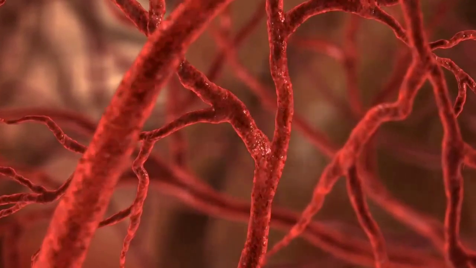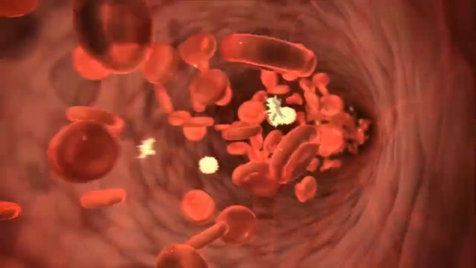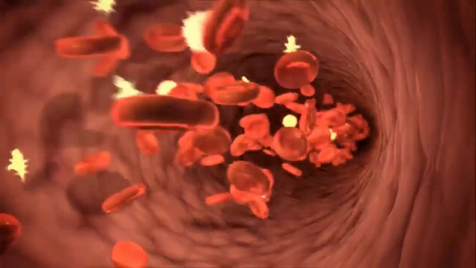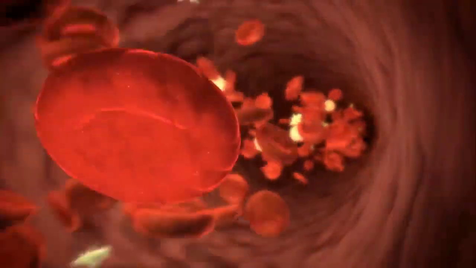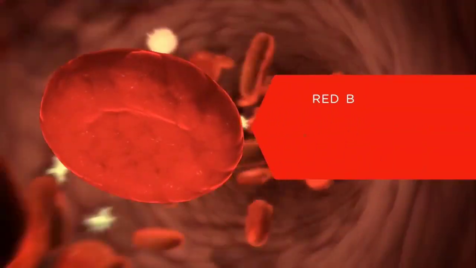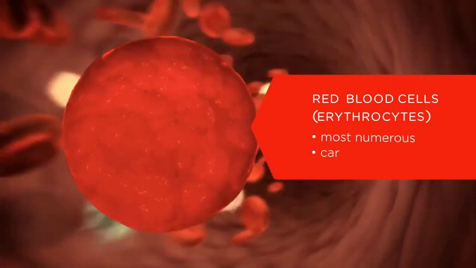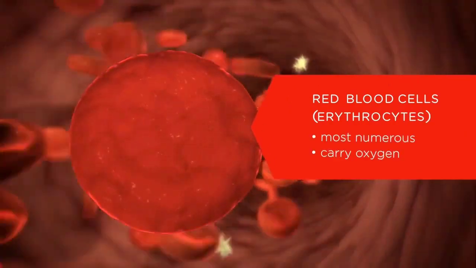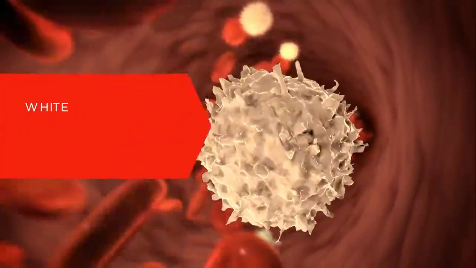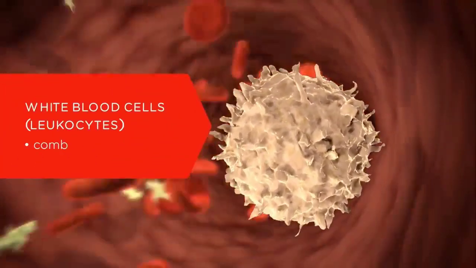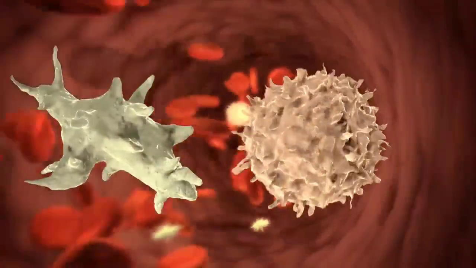Symptoms of blood cancer can vary depending on the specific type and stage of the disease but may include fatigue, unexplained weight loss, frequent infections, easy bruising or bleeding, and swollen lymph nodes. Diagnosis typically involves blood tests, bone marrow aspiration and biopsy, imaging studies, and other specialized tests.